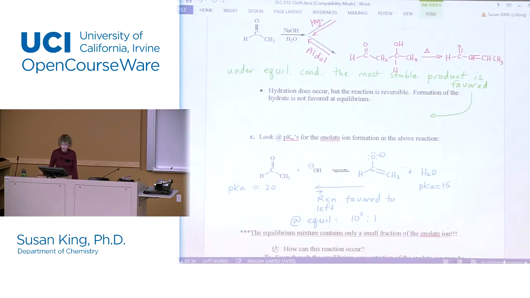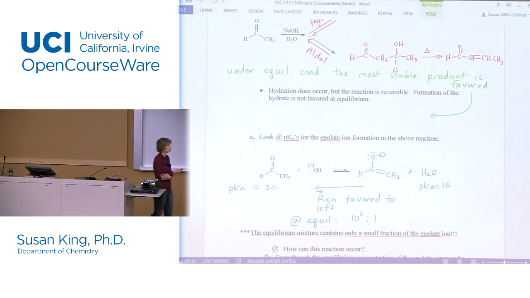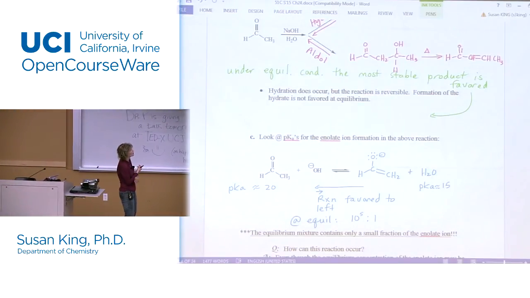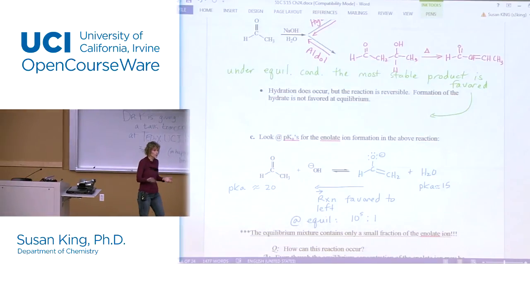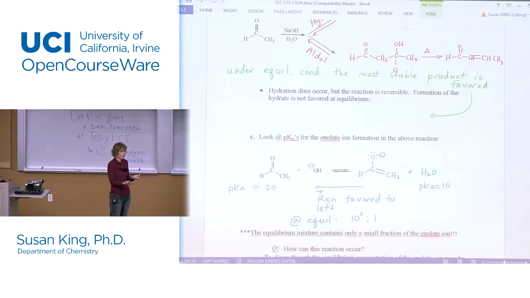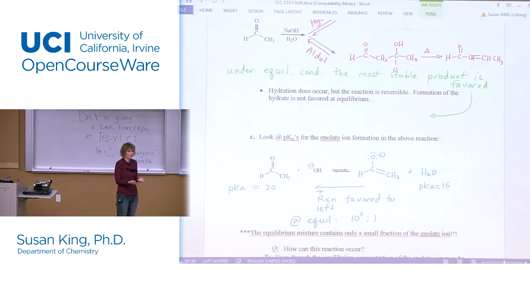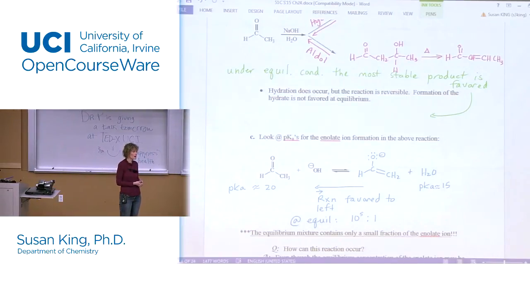And here's a good example of where we actually want only a small amount of enolate. Because remember, in the aldol, the enolate attacks an aldehyde that hasn't formed an enolate. If we completely deprotonated the aldehyde, it would have nothing to attack. Does that make sense? If we used LDA and completely formed the enolate, then all of the aldehyde is converted to the enolate, and now we have nothing left to attack.